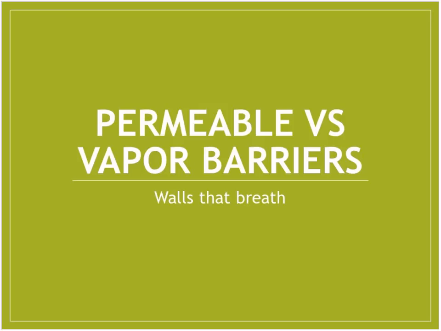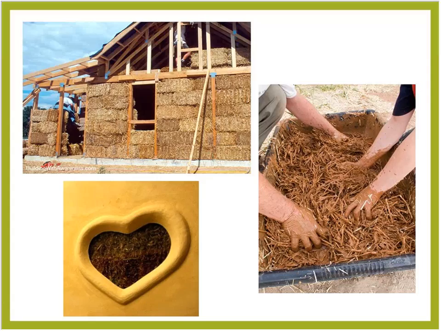Following that concept and then taking it a little bit further is the idea of natural building and natural construction. Typically, natural construction has more of this idea of being more permeable and, again, allowing water vapor to pass in and out of the house.